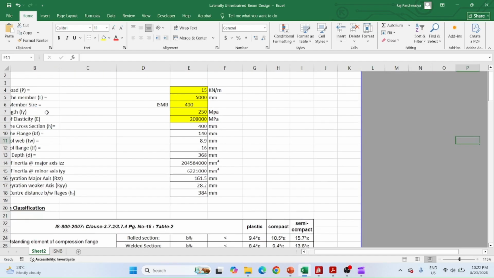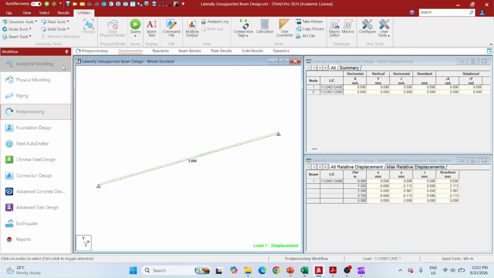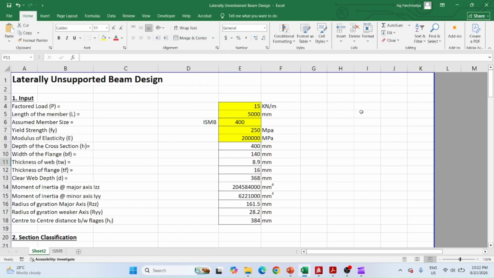So here I have prepared a spreadsheet. On this beam, if you go to loading, you will see that I have applied a uniformly distributed load of 15 kilonewton per meter. Let's go back to Excel. Factored load is 15 kilonewton per meter. Length of the beam is 5 meters or 5000 mm, and I have used ISMB 400. Yield strength is 250 megapascal.